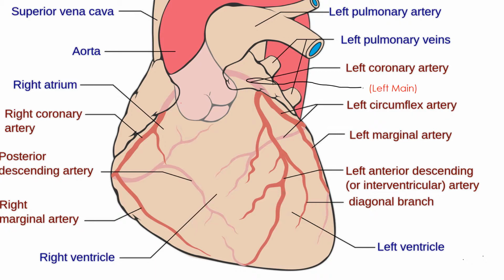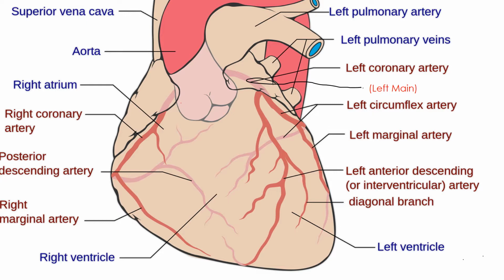The left coronary artery branches off into smaller arteries. The most prominent ones are the left anterior descending artery, which supplies blood to the anterior wall or front of the left ventricle to the apex of the heart. It also has the left circumflex artery, which encircles the heart muscle, supplying blood to the back of the heart.